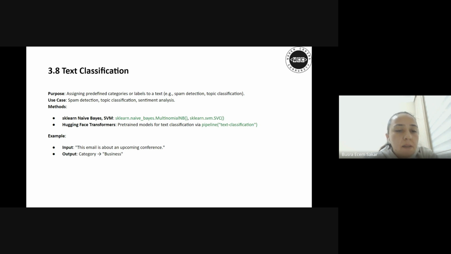For example, if the input is "this email is about an upcoming conference," the system might classify this text under the category business. So it is working like this. And text classification is a powerful tool used across industries, from automated customer support to content moderation and recommendation systems.